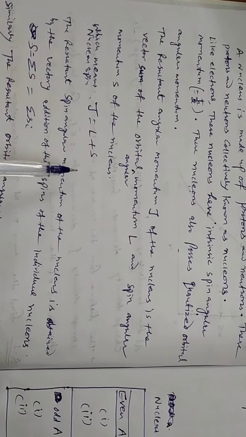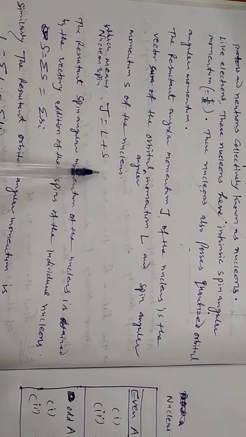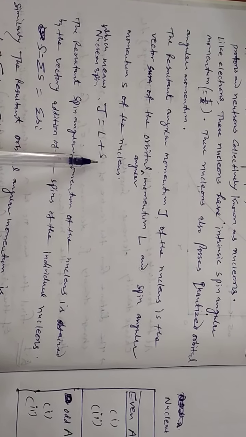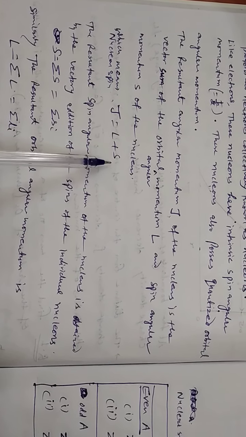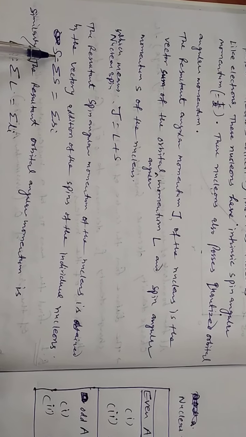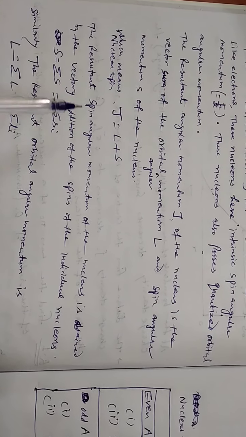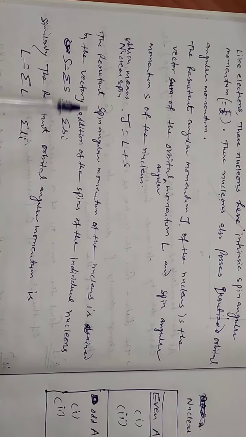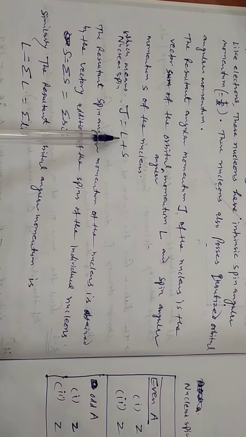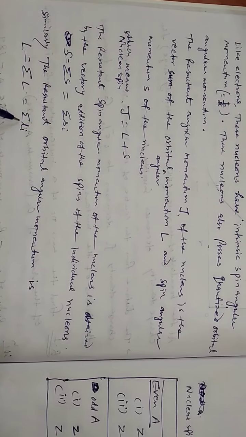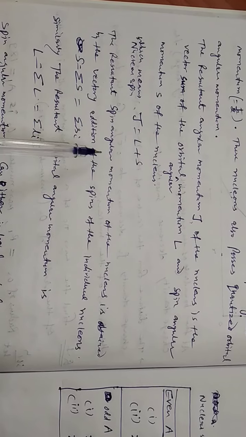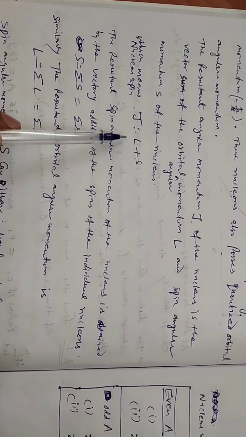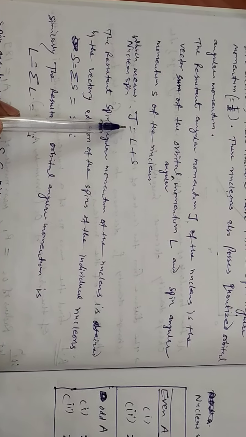Here, if we calculate S individually and then find total S, then this is S. And similarly, if we find the orbital angular momentum of all nucleons and then sum them, then we can find total L. The sum of these L and S is equal to J.